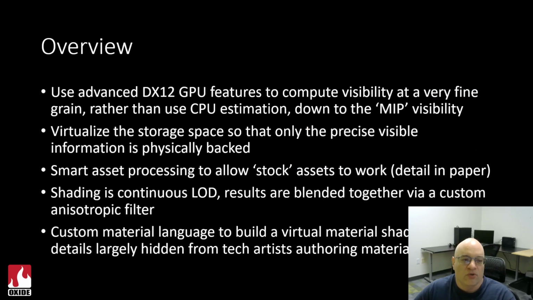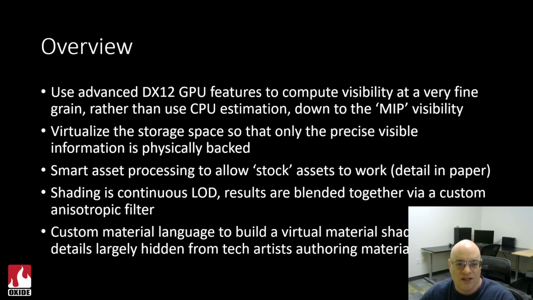So the question is, what was our solution here? What we were trying to solve was that we wanted a general system, a system that would work pretty much as well as any forward or deferred renderer. If you had a scene that would render fine with deferred or forward, it should render fine with us, and you shouldn't have to think about it too much. And the idea here is that we were going to use advanced DX12 features to compute the visibility at a really fine grain, because everything came down to that visibility. We couldn't be shading things that weren't visible, and we needed to be able to blend between things that were visible. Those were the big things.